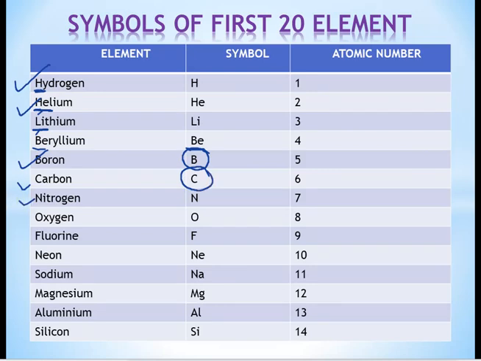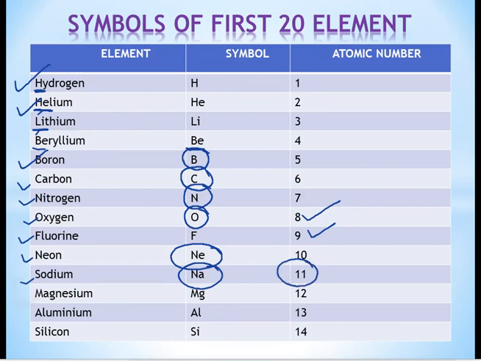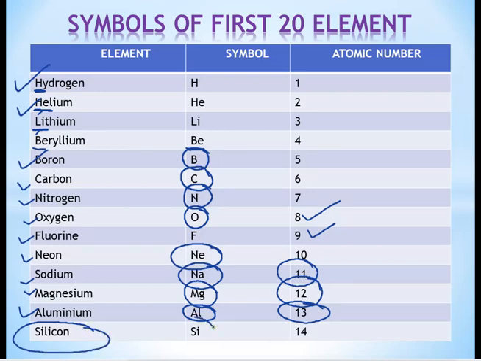For nitrogen, atomic number 7 and the symbol is N. For oxygen, atomic number is 8 and the symbol is O. For fluorine, the atomic number is 9 and the symbol is F. Neon, which is one of the noble gases, its symbol is Ne and its atomic number is 10. For sodium, an alkali metal, it is Na and the atomic number is 11. Magnesium, symbol is Mg and atomic number is 12. For aluminium, the symbol is Al and the atomic number is 13. For silicon, atomic number is 14 and the symbol is Si.